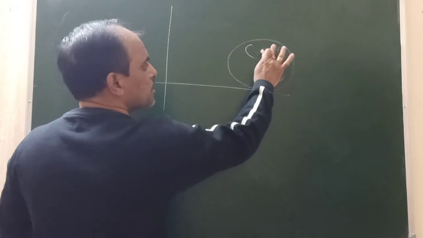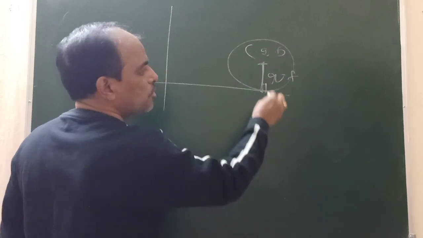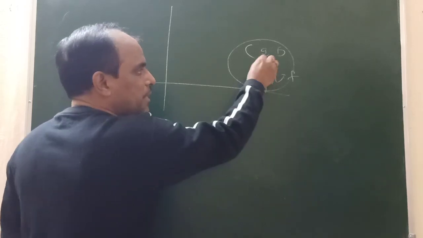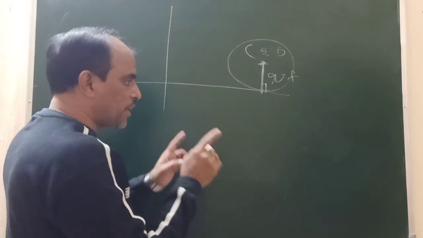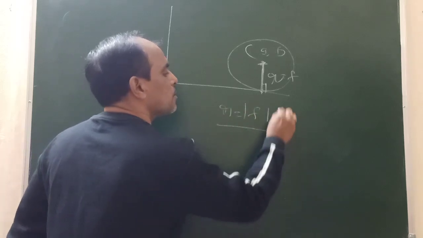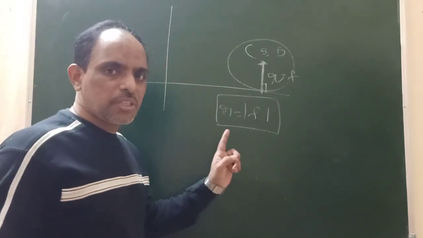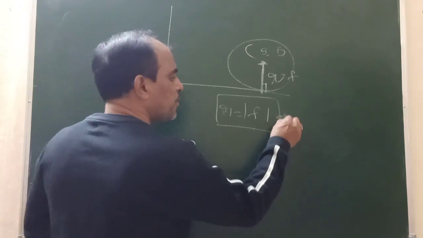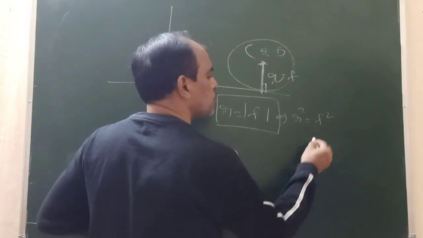So actually, if it is (g, f), this value is equal to f only, because the point is (g, f), and this is nothing but f, but it is the radius. So when a circle touches the x-axis, then r will become modulus of f. Remember that if a circle touches the x-axis, then r is equal to |f|. By simplifying this, r square is equal to f square.